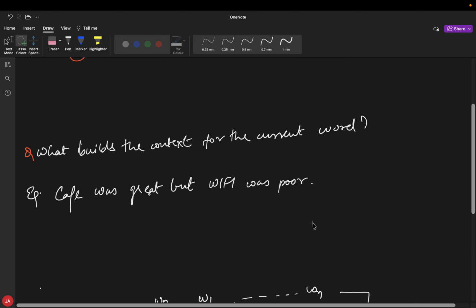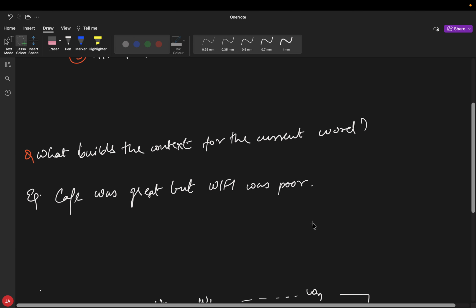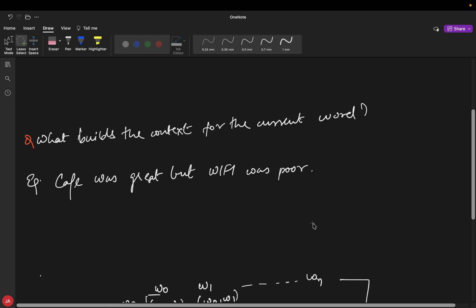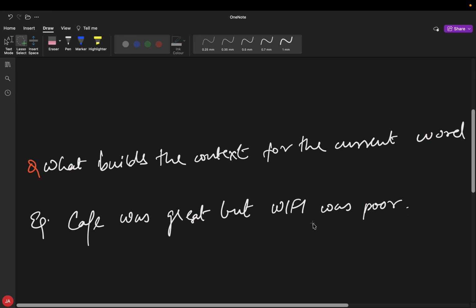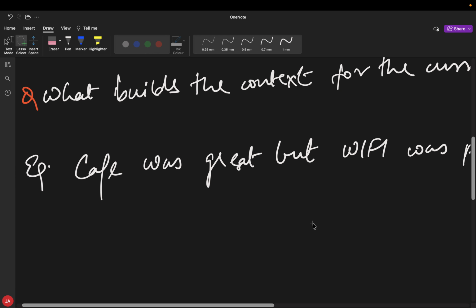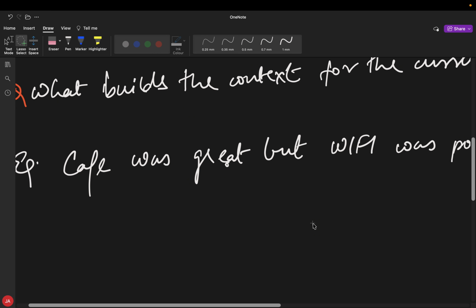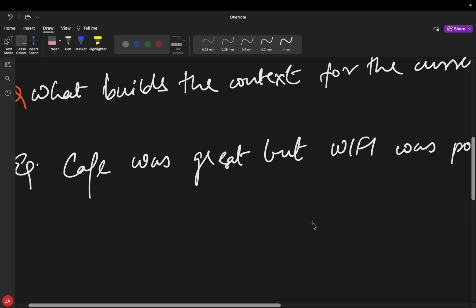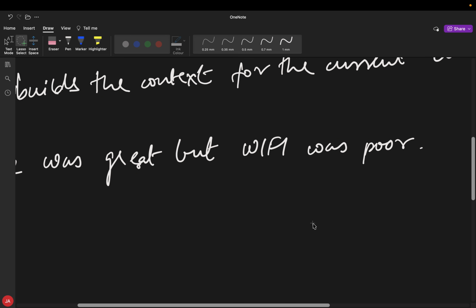So that was the exact problem that attention is designed to resolve. It asks a simple question: what builds the context for the current word? For example, "Cafe was great but Wi-Fi was poor." Here, cafe and great are highly related to each other. Great is providing some context about the cafe, and "was" is providing some context about the token Wi-Fi.